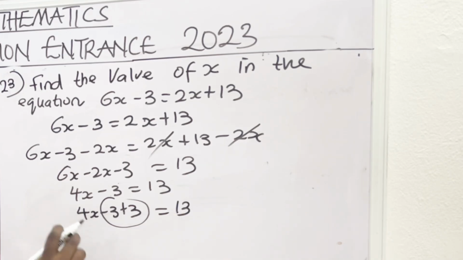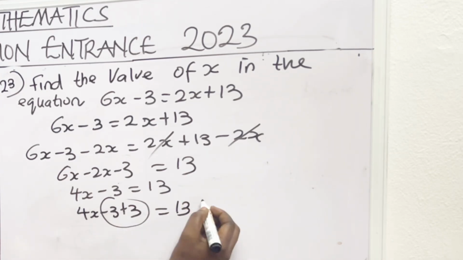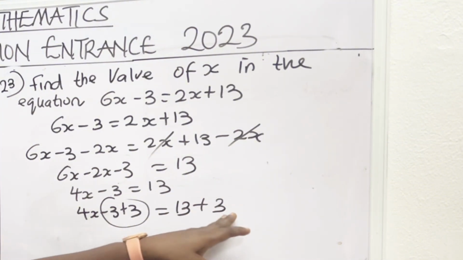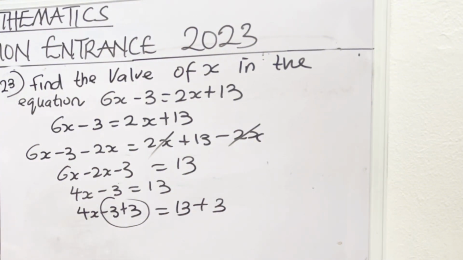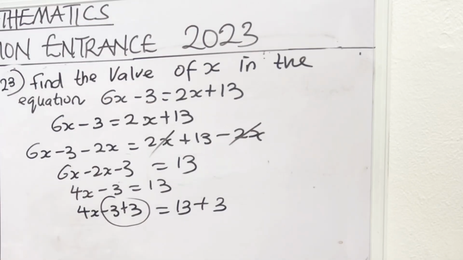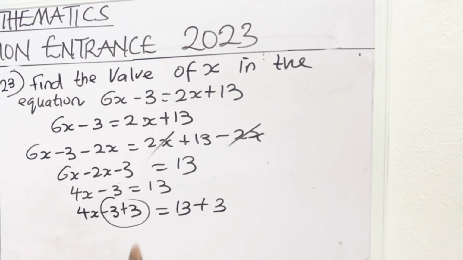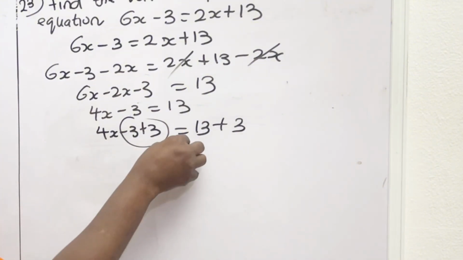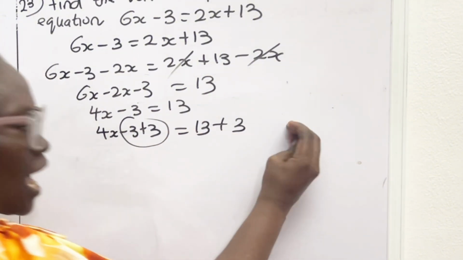So whatever you do to the left hand side, you do the same to the right hand side. We have added 3 to the left hand side of the equation. So you add 3 to the right hand side of the equation. Remember, the equal to sign is what determines left and right. So all the items here are left. Then you have the equal to sign. All the items here are on the right.